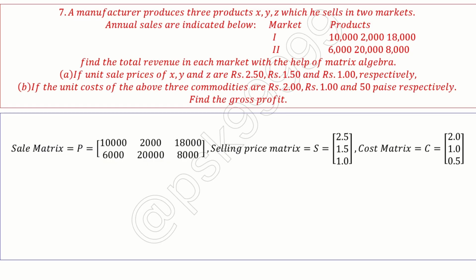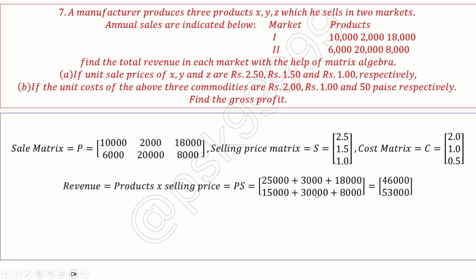Correct. So this is my sale matrix of the products in two markets. Market 1, market 2: 10,000, 2,000, 18,000, 6,000, 20,000, 8,000. My selling price is coming from here, which is nothing but 2.5, 1.5, and 1.0. And my cost matrix is coming from here, which is 2, 1, and 0.5. Now, simple. What is my revenue? Revenue is product into selling price, which is P into S. So, nothing but 46,000 from market 1, 53,000 from market 2 revenue.